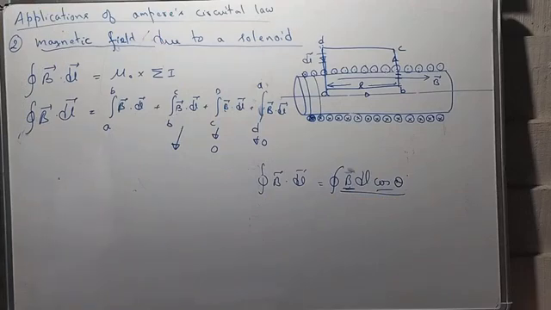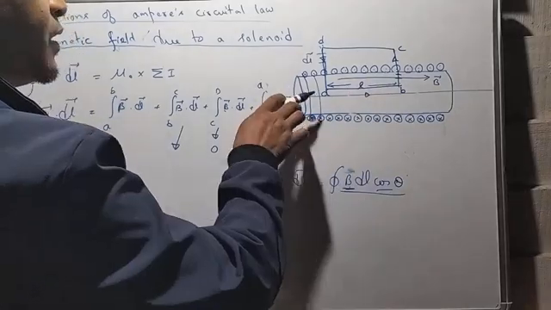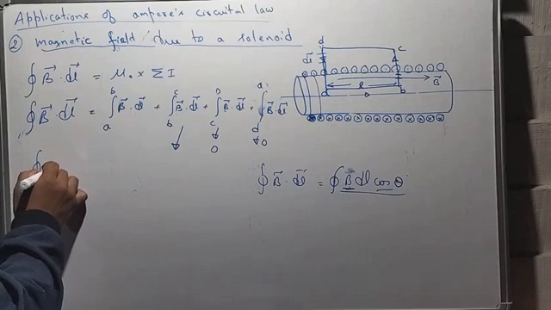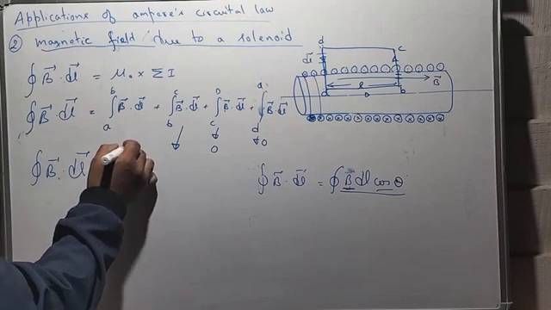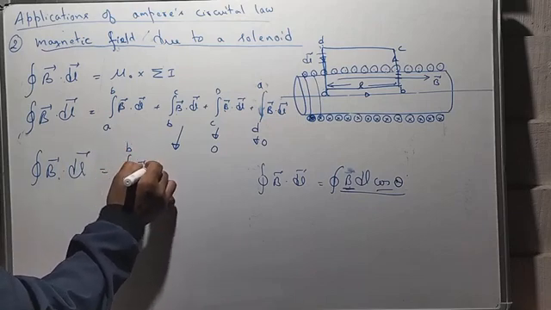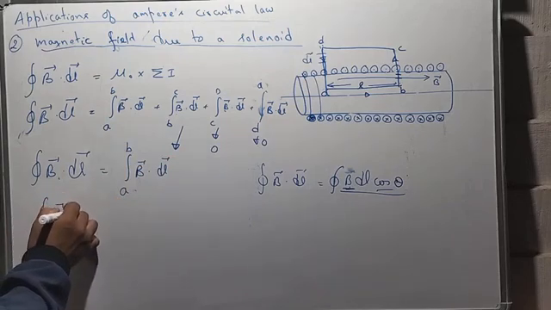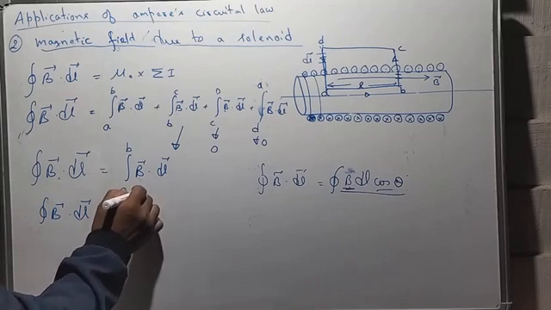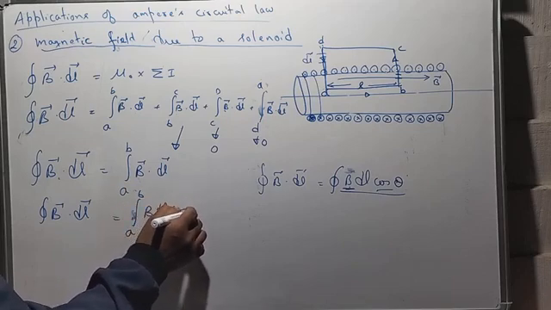Hence, the only integral left is along the path AB. This AB is inside the solenoid. Therefore, I will write that the integral of B dot dl is equal to just the integral along the path from A to B of B dot dl, which can be written as B dl cos theta.